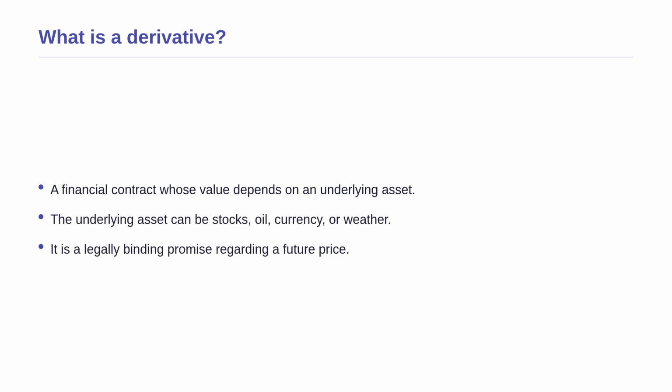To put it in the simplest terms possible, a derivative is just a side bet or a side agreement about the future price of a real item. You are not buying the item today. You are just making a legally binding promise regarding its future price.